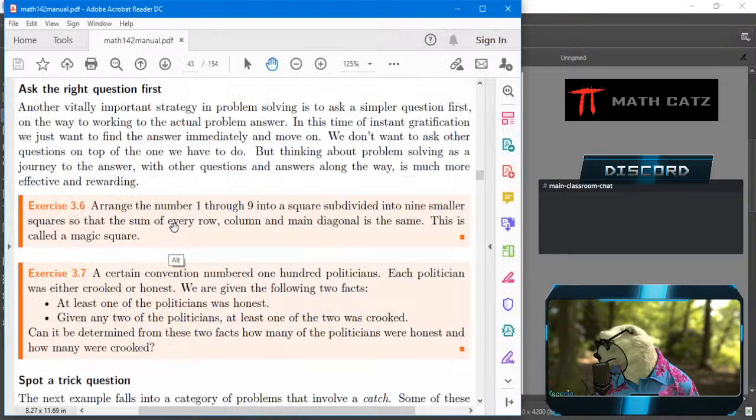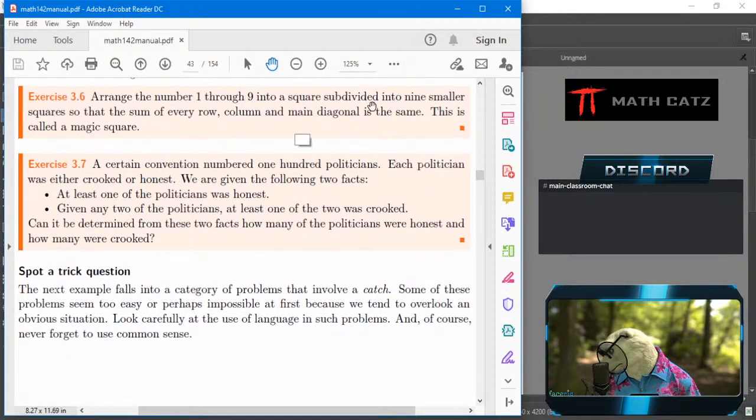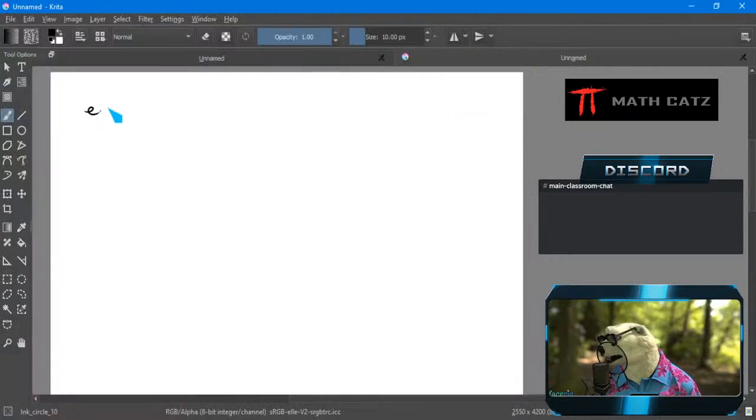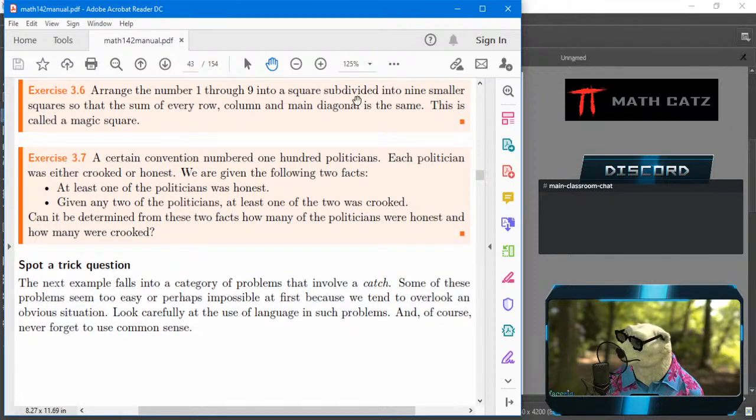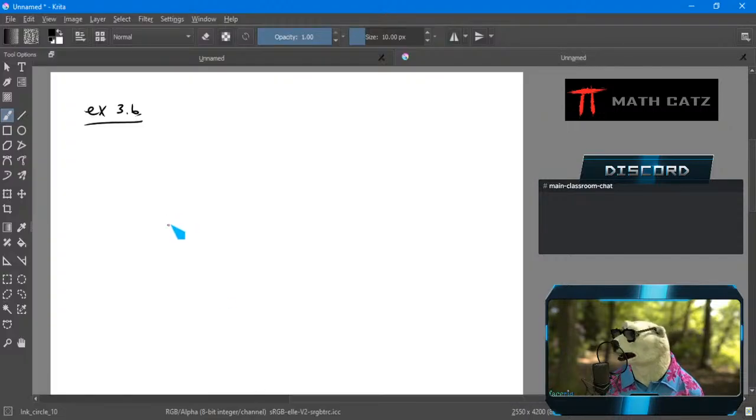Now, we'll make it a little bit more challenging with exercise 3.6, but the idea is the same. Perhaps you've seen this kind of question before. Then, once you've seen it once, the mystery is a little bit less, but maybe you still get something out of it. We want to arrange the numbers 1 through 9 into a square that's subdivided into 9 smaller squares. Let me just make the picture so it's easier for you to see in case you're not sure.